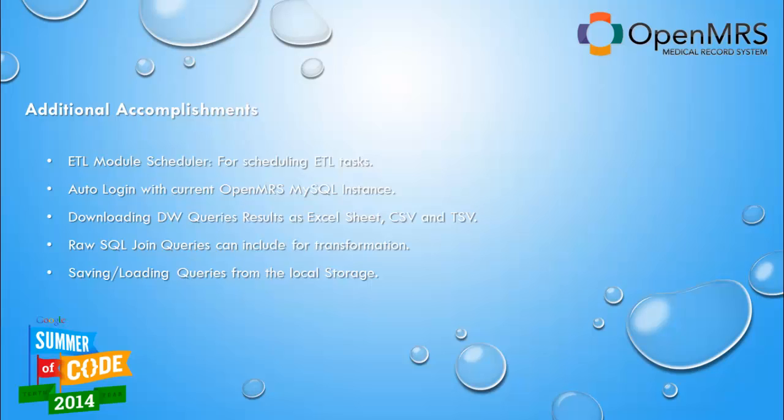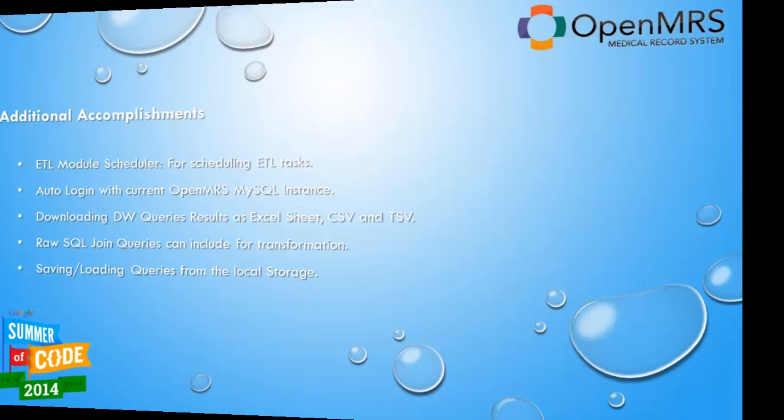Apart from the timeline, I have some additional accomplishments as well. The first one is the ETL module scheduler. This will perform a scheduled ETL task for you. The second one is auto login with the current OpenMRS MySQL instance. The third one is downloading data warehouse query results as an Excel sheet, CSV format and TSV format. The fourth one is raw SQL join query support. And the fifth one is saving or loading queries from the local storage.